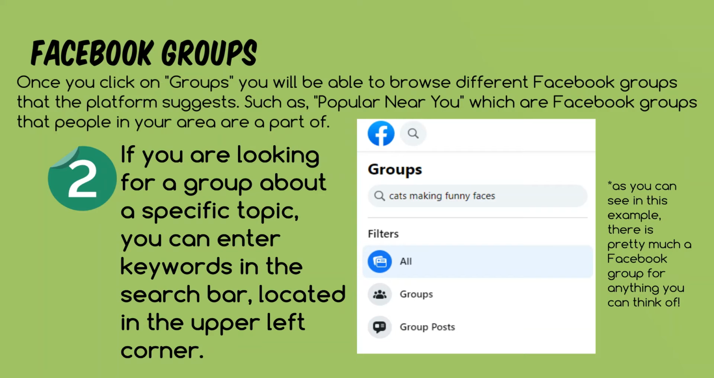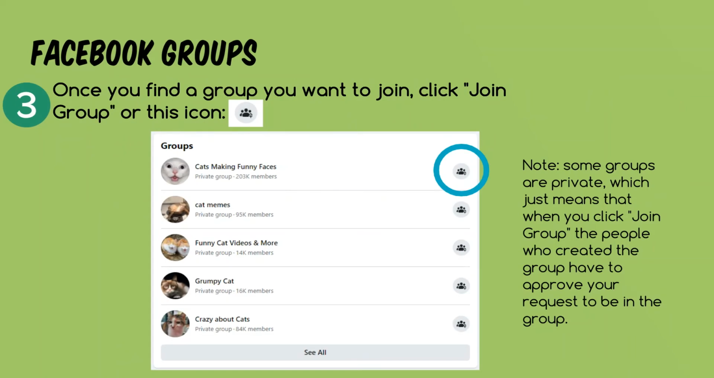If you are looking for a group about a specific topic, you can enter keywords in the search bar located in the upper left-hand corner. As you can see in this example, there is pretty much a Facebook group for anything you can think of. I typed in cats making funny faces, and I got a fair number of results.